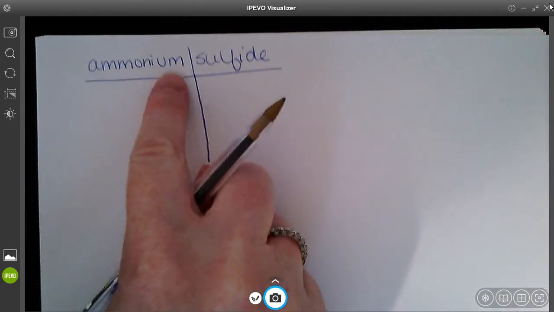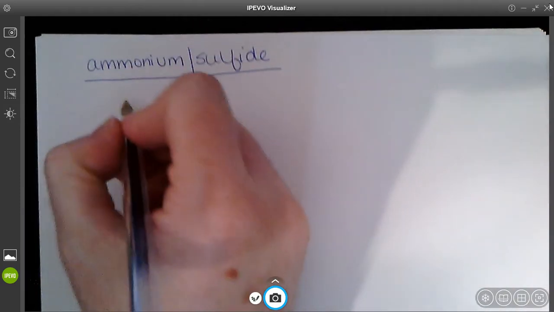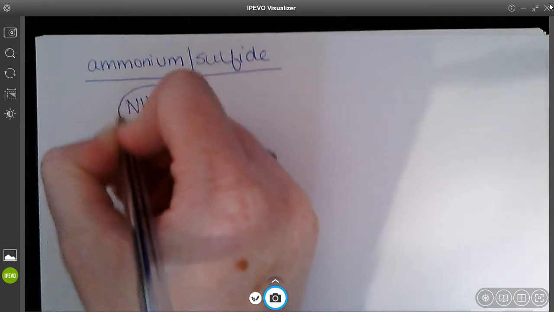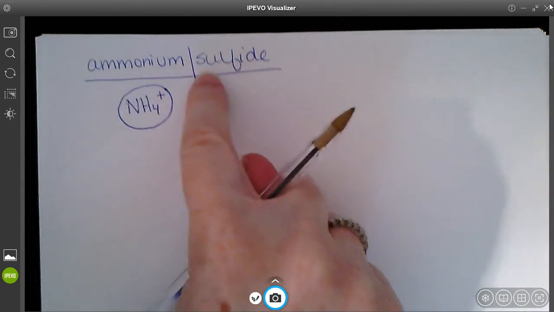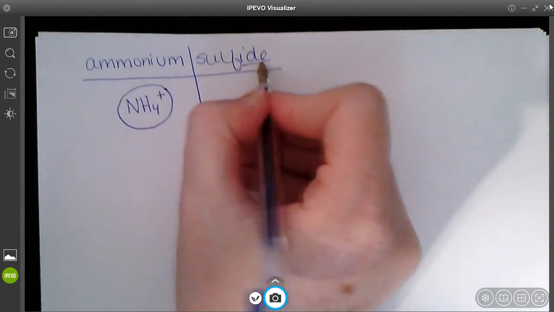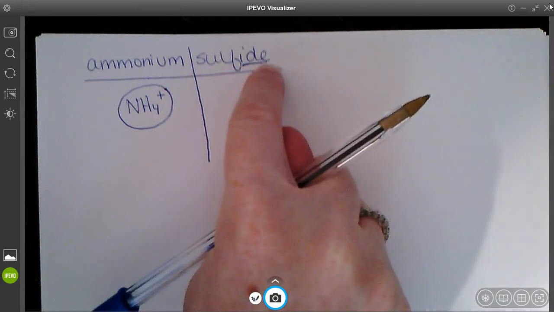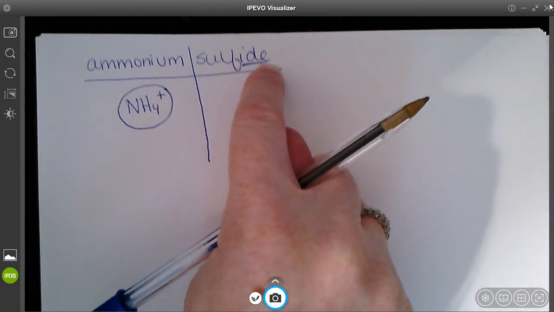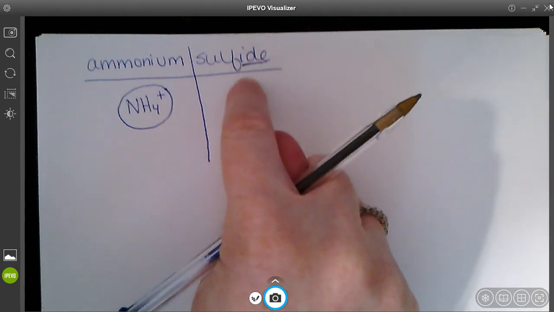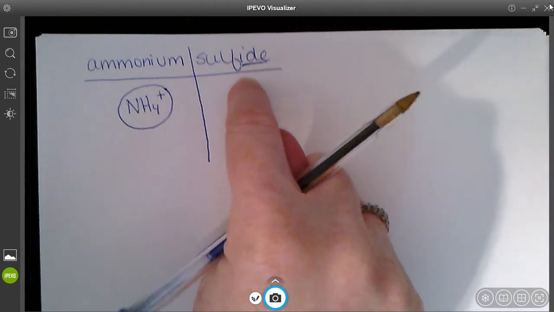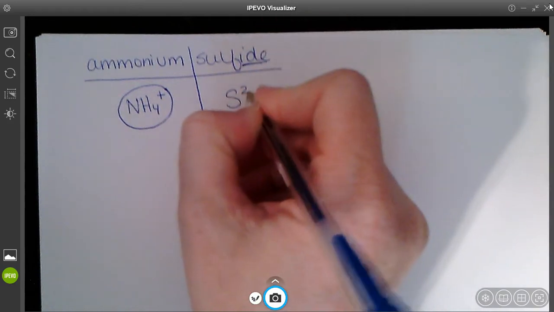So I know ammonium's formula, we just went over it, it's NH4, and it has a positive charge. Sulfide, with the IDE, sounds like an element, sulf and then IDE. I'd love for you to look at the periodic table. Sulfur has 6 valence electrons, it's going to gain 2, so each sulfur has a 2 negative charge.